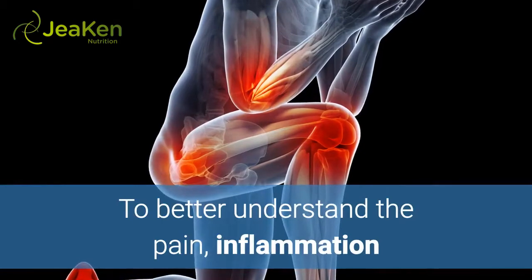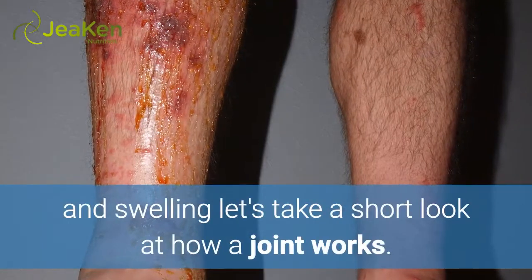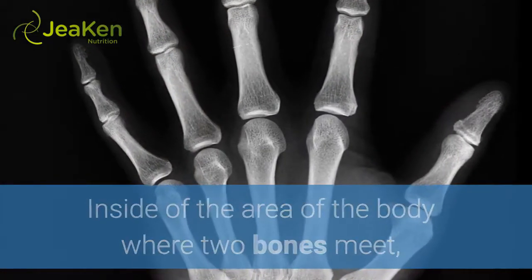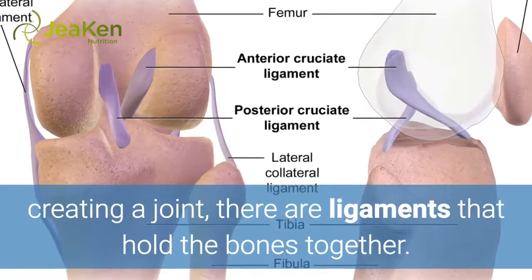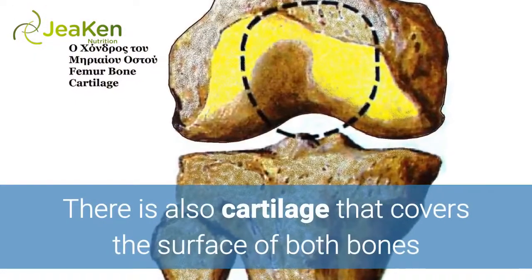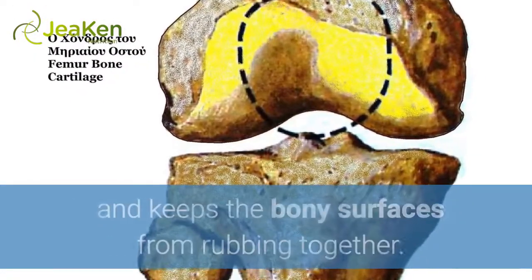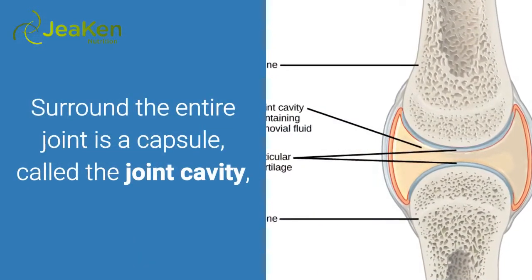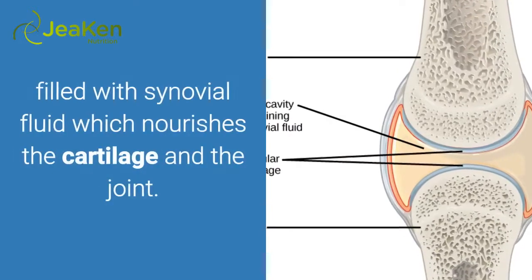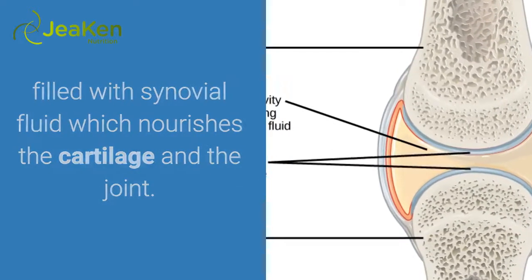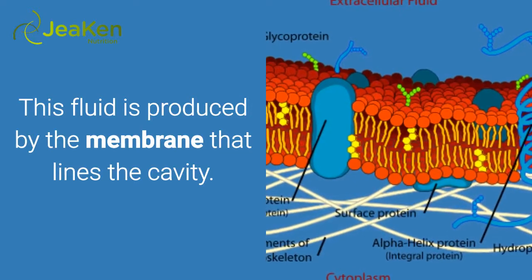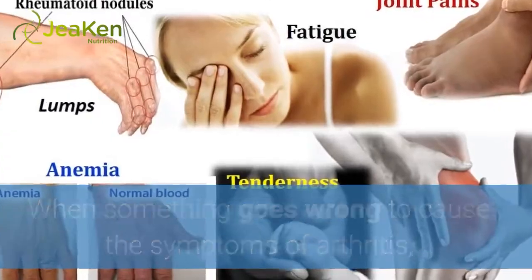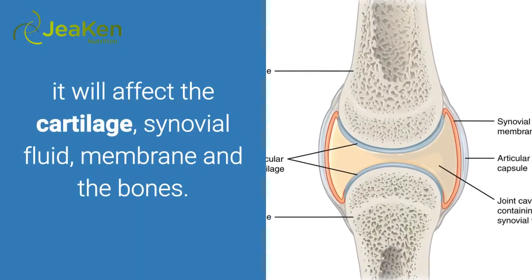To better understand the pain, inflammation and swelling, let's take a short look at how a joint works. Inside of the area of the body where two bones meet, creating a joint, there are ligaments that hold the bones together. There is also cartilage that covers the surface of both bones and keeps the bony surfaces from rubbing together. Surrounding the entire joint is a capsule, called the joint cavity, filled with synovial fluid which nourishes the cartilage and the joint. This fluid is produced by the membrane that lines the cavity. When something goes wrong to cause the symptoms of arthritis, it will affect the cartilage, synovial fluid, membrane and the bones.